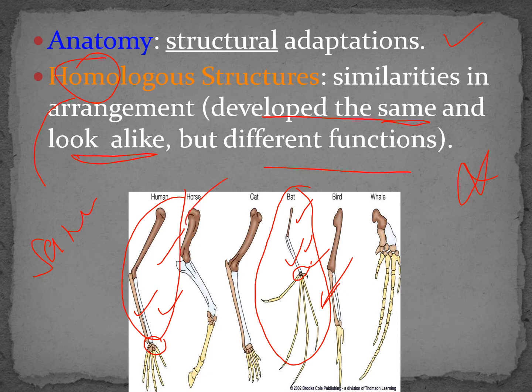But do our arms do what a bat's arms do? No. Do we do the same thing as a wing? No. So we just have the same structure. So everything looks alike but has different functions.